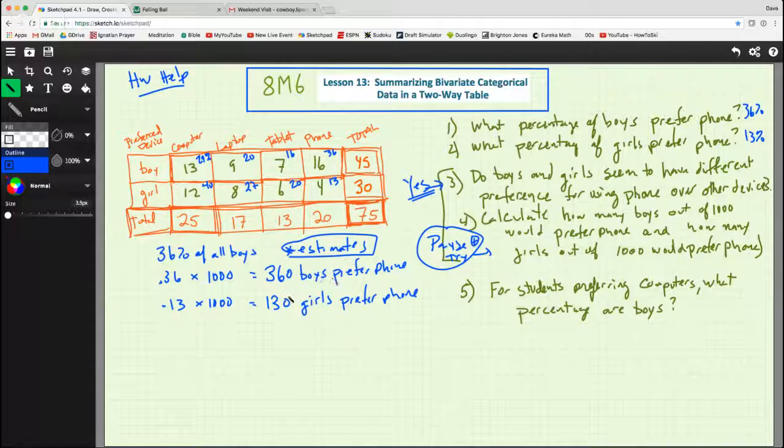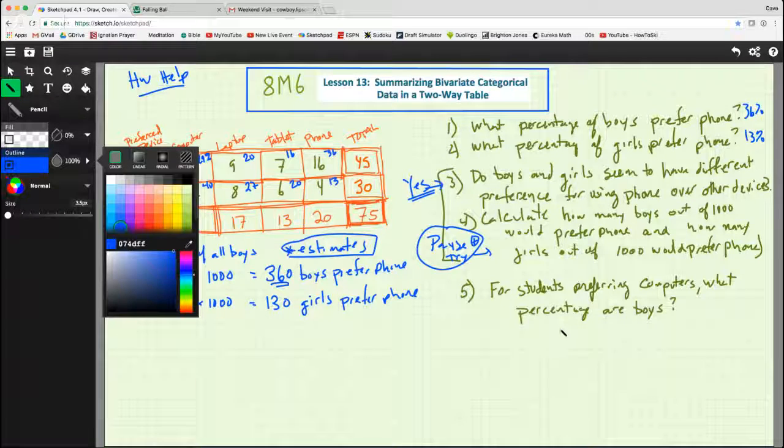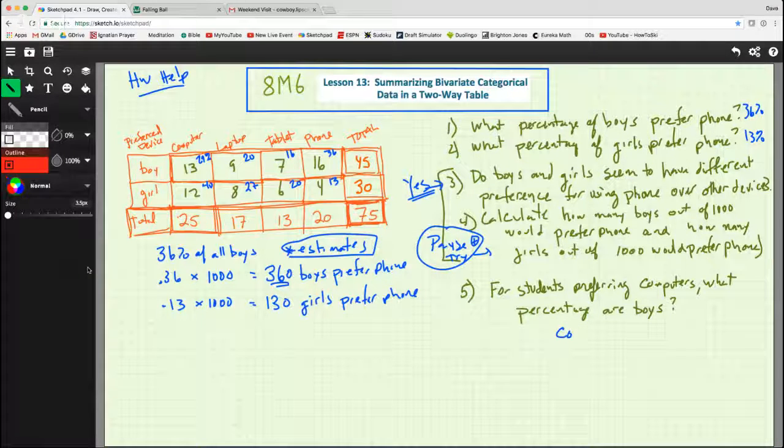We can never be exactly sure. If I chose 1,000 boys, it's highly unlikely that exactly 360 would like phone, but probably about 360 would prefer phones. So let's ask the final question. For students preferring computers, what percentage are boys? Okay, so this is a different question, and I'm going to give you a hint. We're going to need to use column relative frequencies.